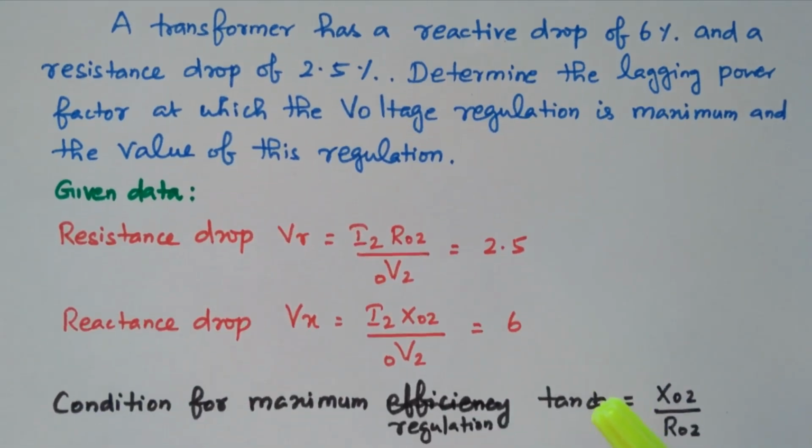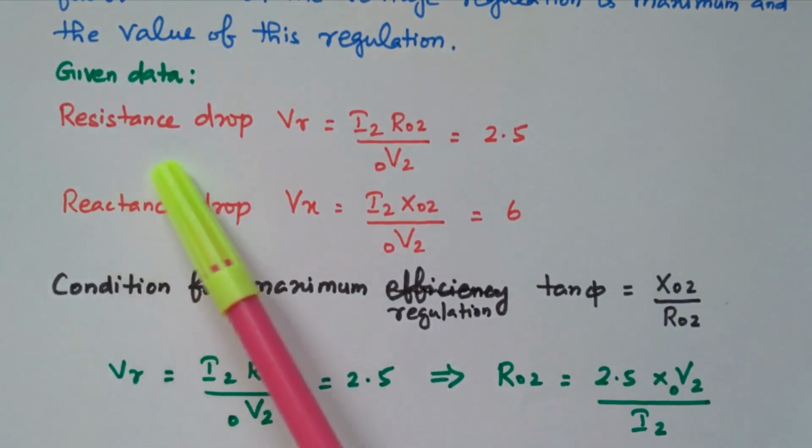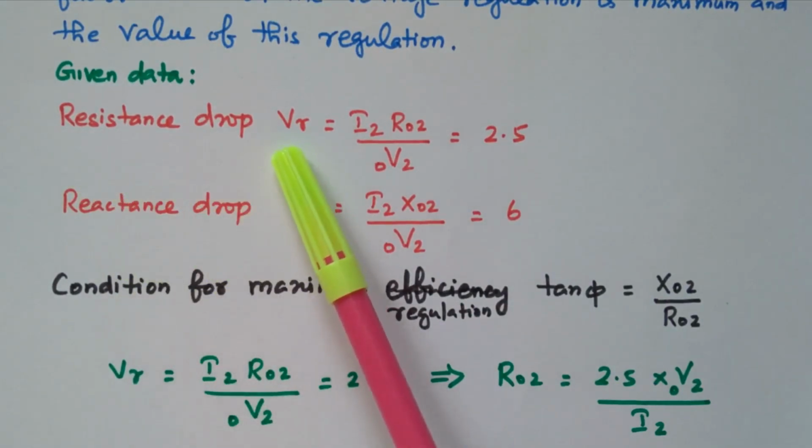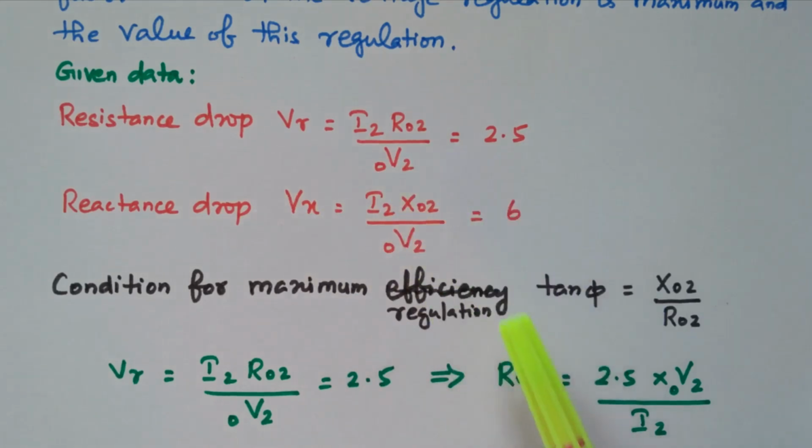So the two data given in this problem are resistance drop and reactance drop. Resistance drop is taken as VR, that is nothing but I2 R02 divided by no load secondary voltage, that is equal to 2.5%.